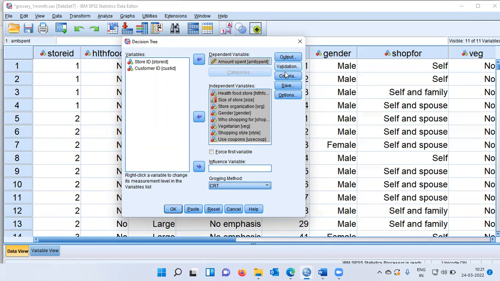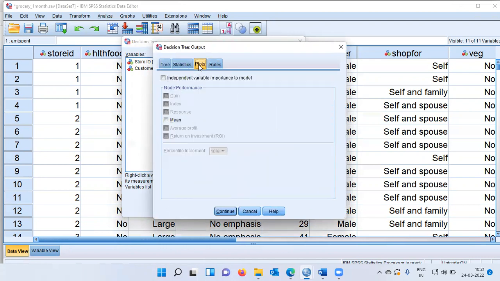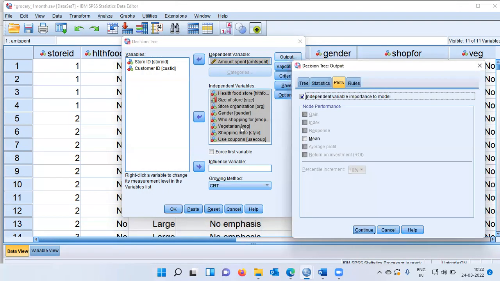You have multiple tabs here. I can choose the option output. I will ignore tree statistics and plots. I will click on the option independent variable importance to the model. Let me show you in the background, you have many variables here. You have around 8 different variables. I can't make a decision with all these variables.